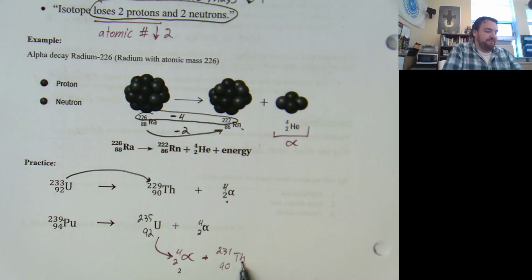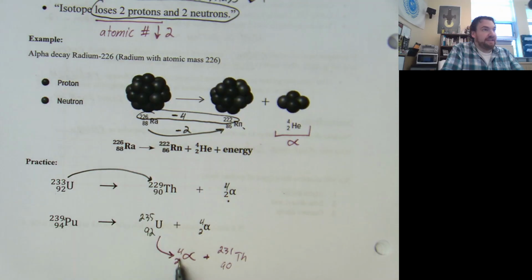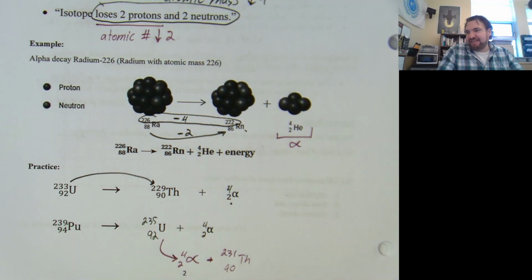And so what you're going to get here is a different element again. Uranium becomes thorium. Thorium decays again. And actually, the decay chain is really quite long. I'll read it to you.